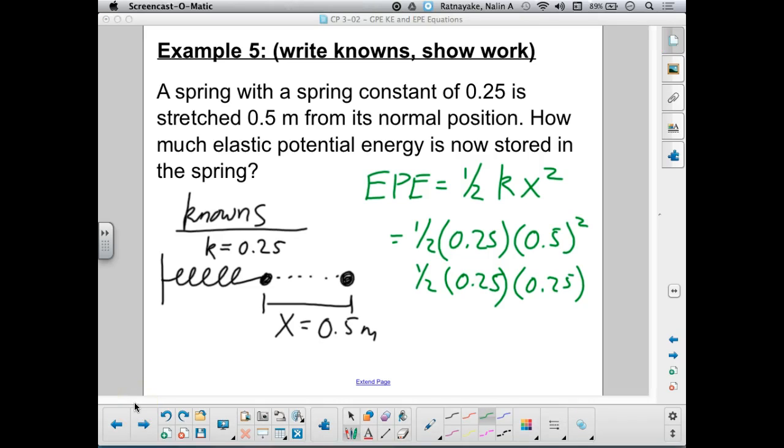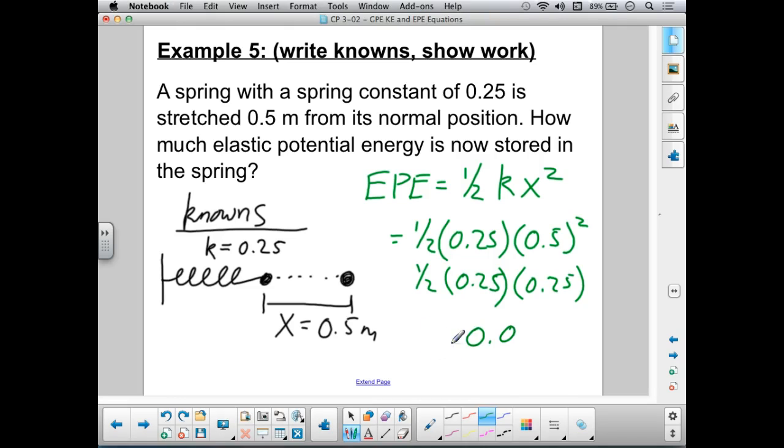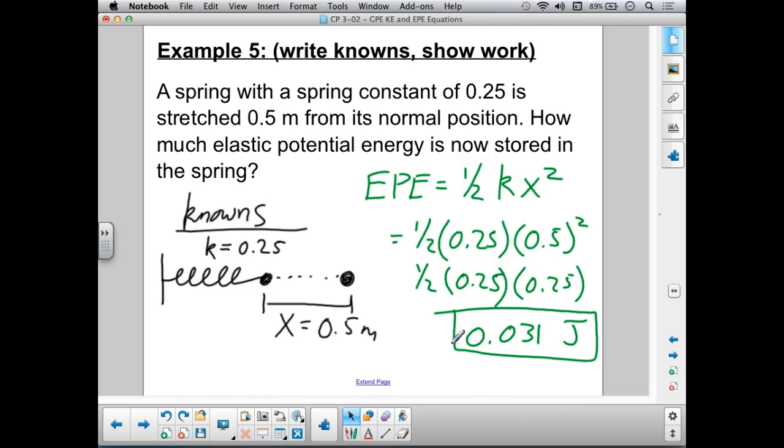And that is actually a very small number this time. We have 0.031 joules. And that is the amount of energy that has been stored in this spring. It's a very small number. Why is it a small number? Because this is not a very stiff spring. It has a fairly low spring constant. And also I haven't taken it very far from its initial position. It's only half a meter, 0.5 meters from its normal position. But when I lay out my knowns on a diagram, I recognize the relationship that I need to use, and I can plug in and solve to get the answer.